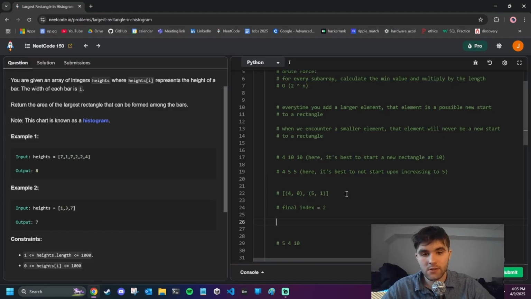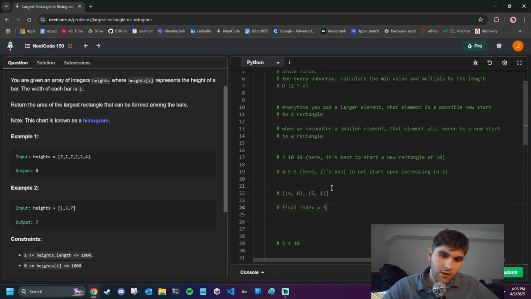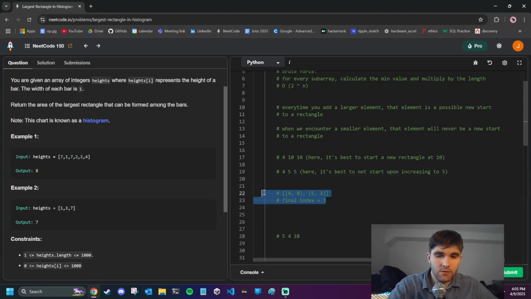So we can kind of go backwards and calculate each one. So here, if our final index was 2, I guess it's like 3 technically. So we would say 4 times 3 and 5 times 2. What's the bigger one? Okay, so maybe we do something with that.